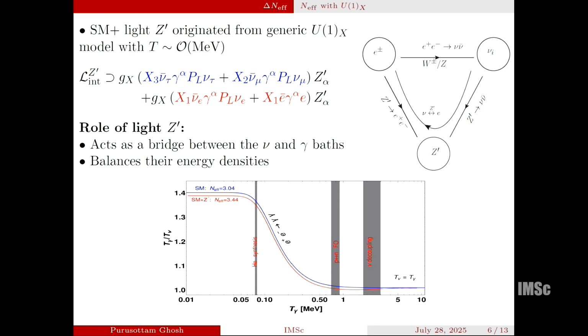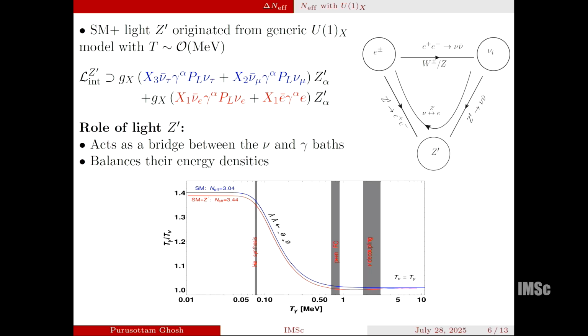This is the temperature ratio plot. The blue one, as I discussed before, is the purely Standard Model one. The presence of the Z prime corresponds to the red one. In the presence of the Z prime, the neutrino bath temperature increases compared to the photon bath temperature. Therefore this ratio decreases, and that leads to a larger N effective value.